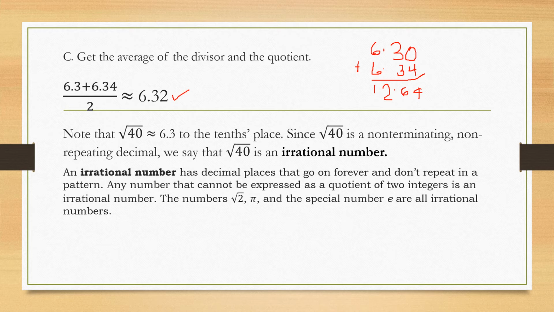Since the square root of 40 is a non-terminating, non-repeating decimal, we say that the square root of 40 is an irrational number. And we know that an irrational number has decimal places that go on forever and don't repeat in a pattern. Any number that cannot be expressed as a quotient of two integers is an irrational number. So the square root of 2, pi, and the special number e are all irrational numbers.